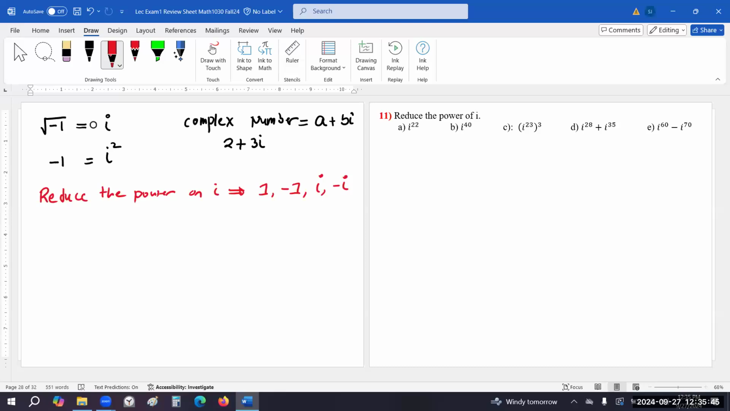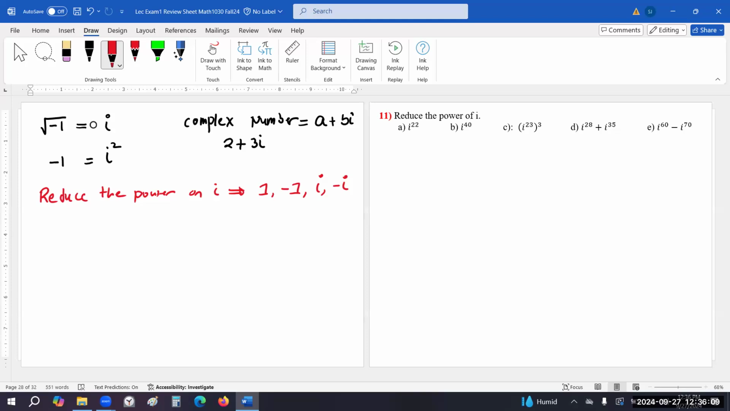Depending on the power, sometimes we get -1 as our answer. Sometimes we get +1 as our answer. Sometimes we get i as our answer. Sometimes we have -i as our answer. It all depends on the power on the i. What power do we have on the i? Well, there is a trick. Actually, there is not one trick. There are so many tricks to figure out your answer. Which one of these is our answer?